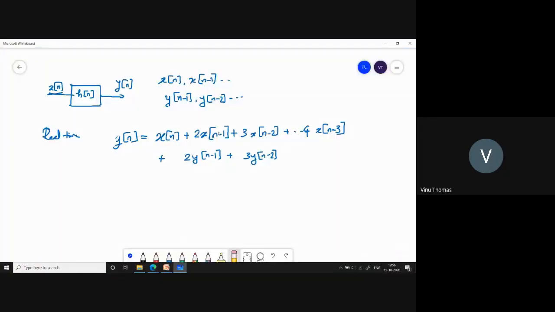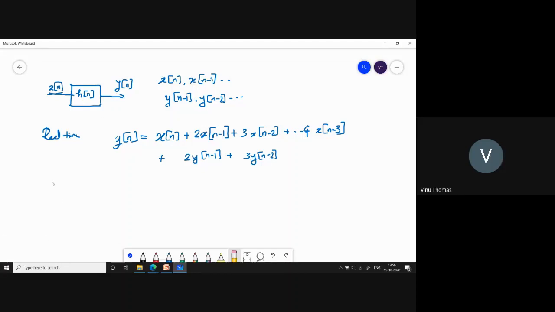So you can compare this with the equation, that is the example that we had seen. So here we can write b0 would be equal to 1, b1 would be equal to 2, b2 would be equal to 3, and b3 would be equal to 4. And what about this? Minus a1 is equal to 2. So a1 is equal to minus 2, and a2 is equal to minus 3. So this is the equation that you have here.